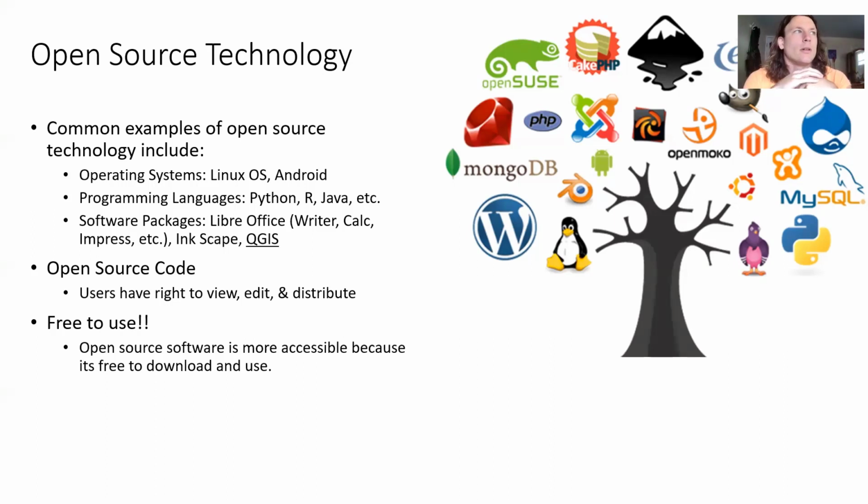This is great for crowdsourcing bug fixes, for disseminating information more widely, openly, accessibly. It makes updating and changing things easier. And they're free to use. So open source software is more accessible because of this. Anyone with an internet connection and a computer can work with these software packages.